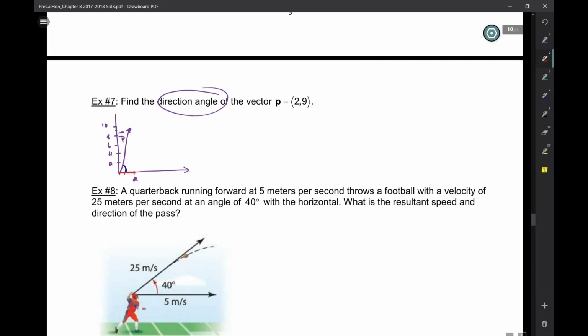How would you find this angle right here? You know that this is a length of 2, and you know that this is a length of 9. So how would you find that angle? Tangent, right? So tangent of theta is equal to 9 over 2. Theta is inverse tangent of 9 over 2. Right? And how much do you guys think? 77.5 sounds good to me.